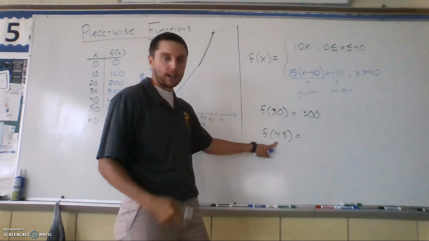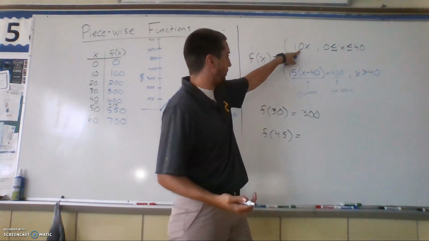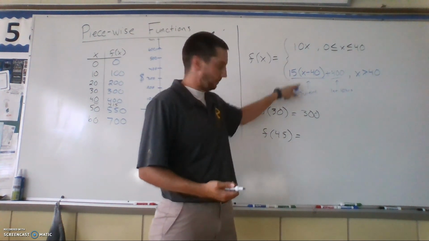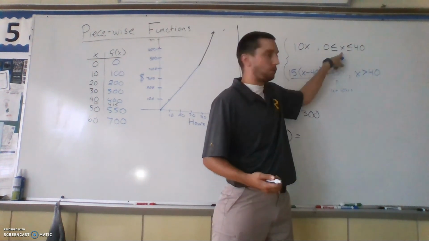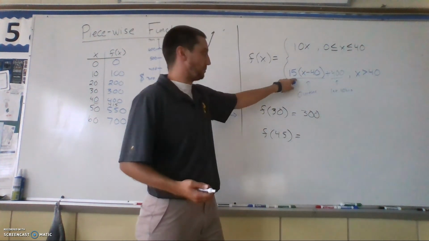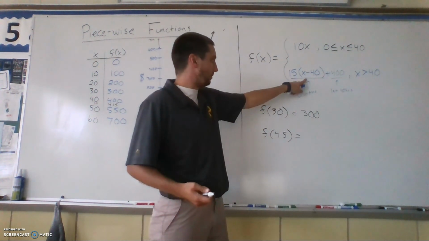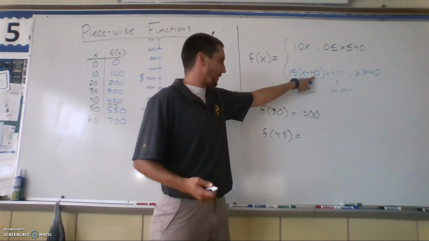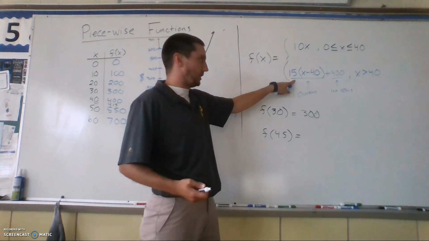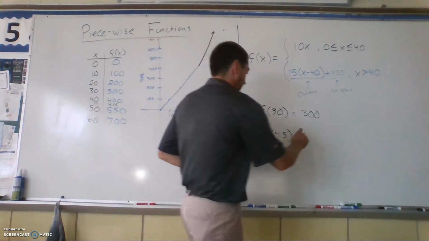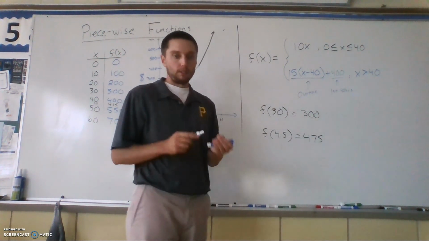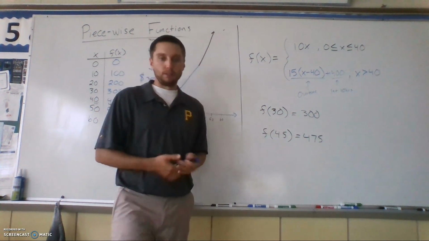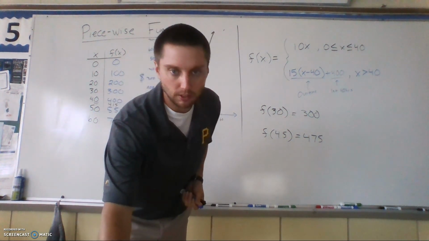f of 45. How do I know where to plug that in? Do I plug it in up here, or do I plug it in down here? Well, 45 is more than 40. It's not in between 0 and 40, so I'll use this bottom equation. So if I plug in 45, 45 minus 40 is 5. 5 times 15 is 75. 75 plus 400 is 475. Okay? So that's it for part 1 of piecewise functions.